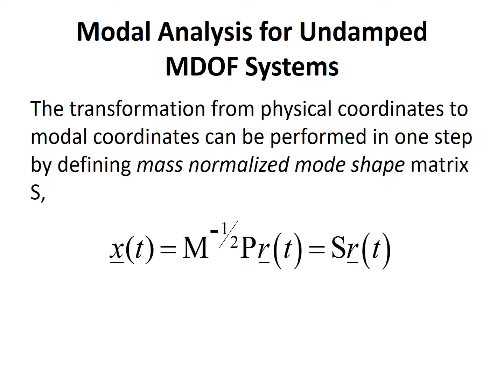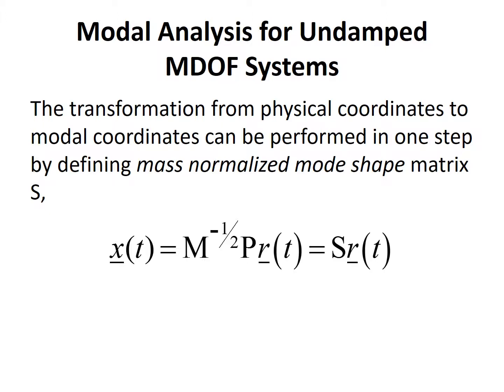Now, in the previous analysis, we performed two coordinate transformations to obtain a set of decoupled ordinary differential equations that could be solved independently for each modal coordinate. First, we normalized the mass matrix to be equal to the identity matrix by transforming the equations into a coordinate space defined by q of t. And then we diagonalized the system by using the eigenvector matrix of the mass normalized stiffness matrix to transform the system into modal coordinates r of t.